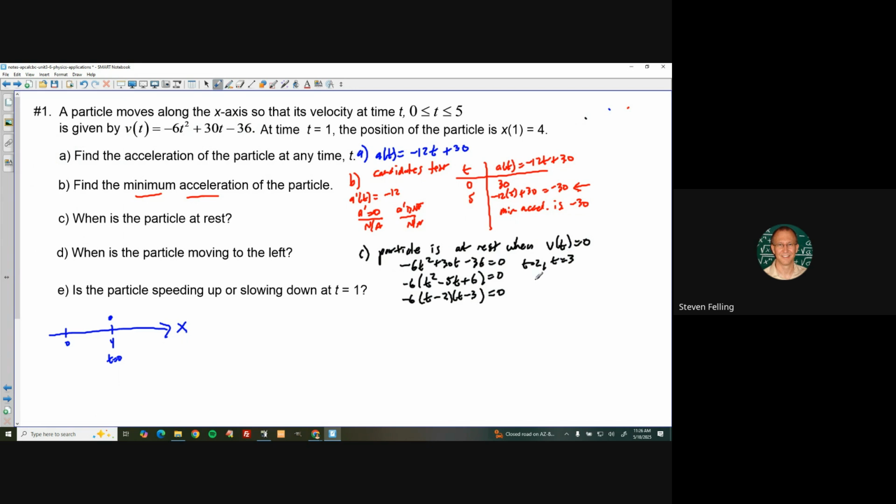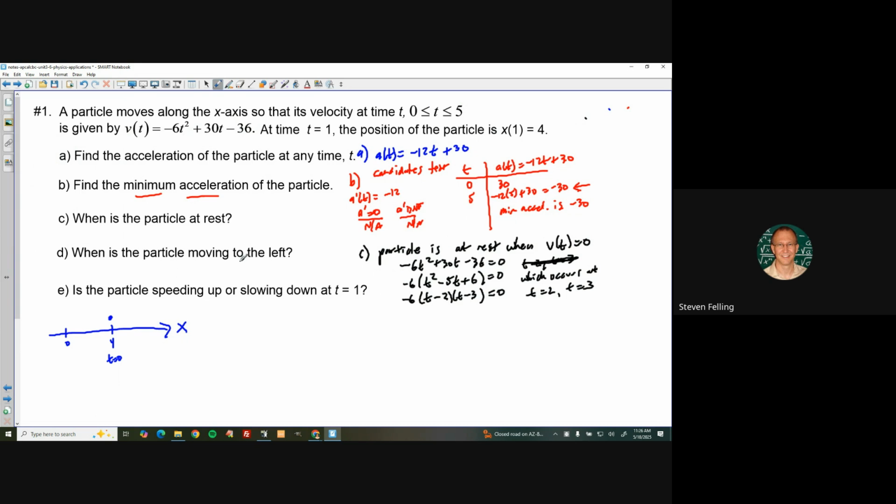So we can go ahead. Those are both inside the interval from 0 to 5, so we have to report both of those. We'll say the particle is at rest, which occurs at t equals 2 and t equals 3. If there were units here, it would be time units, like seconds or minutes.